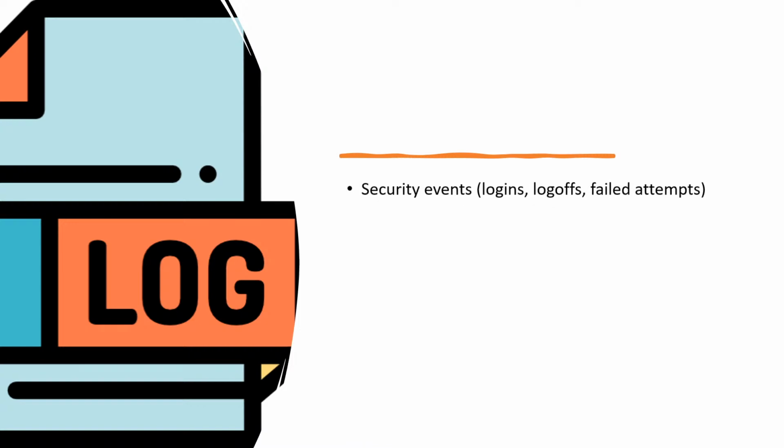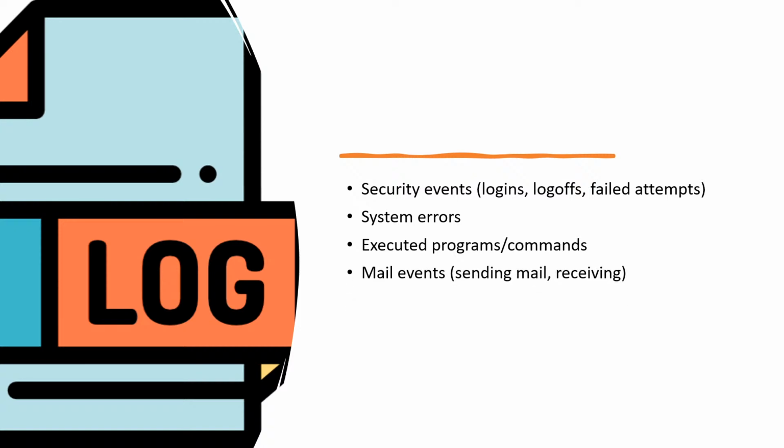Logs can log security events like logins, logoffs, and failed attempts. They can log system errors. They can log executed programs and commands. So when you're typing sudo and then you type in a command, that is logged in your log. It logs mail events, if your server is a mail server, or if you're just sending internal mail, like let's say the cron job scheduler sends you some mail. That is logged as well. Scheduled jobs, which is cron, and system resource usage.